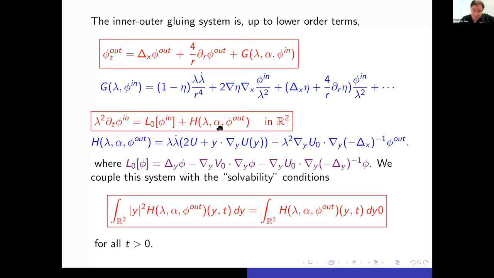Okay, just to mention what is special about these couplings, about the coupling terms between the outer and the inner regimes.